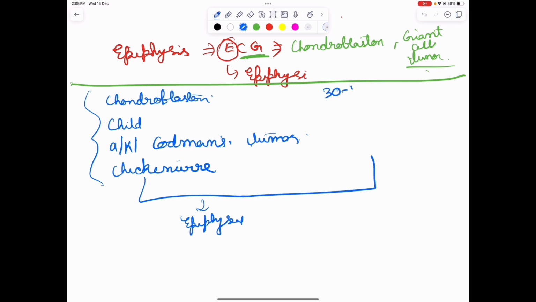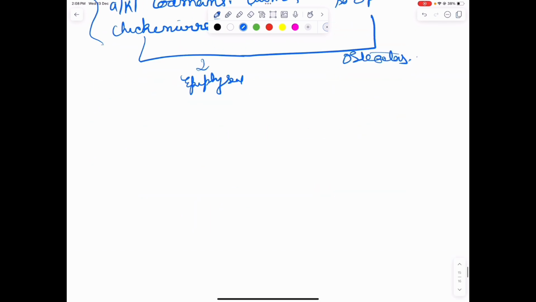Now what happens is that in 30 to 40 years there will be distal end of the radius involved, and there will be soap bubble formation that results in giant cell tumor. Now remember, as we are going to read osteoblastoma, I would like to tell you the background of which radiography you will use for which purpose.